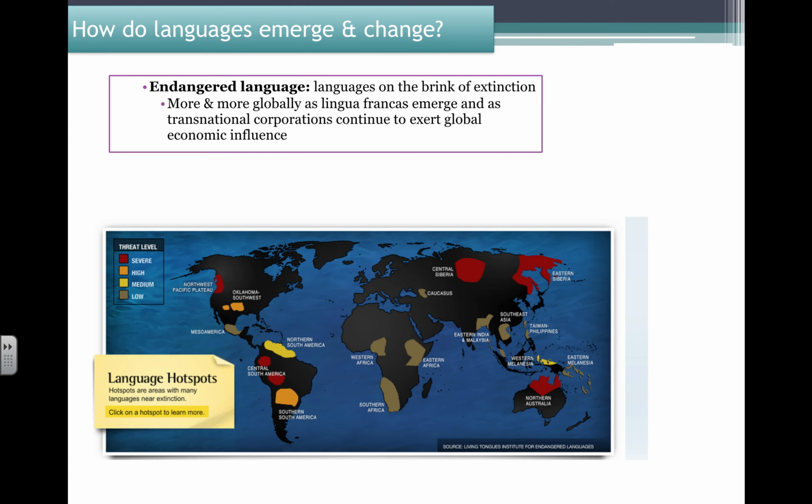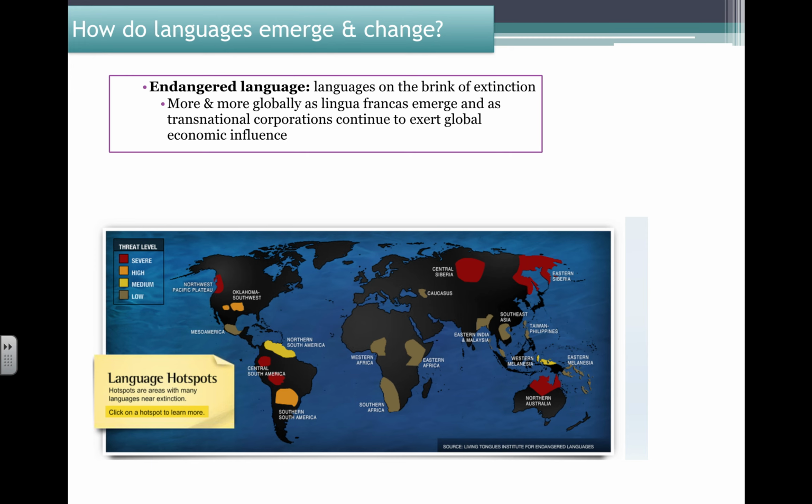Now, how do they change? Again, how do languages emerge over time? So we talked about this cultural convergence and how languages interact with one another. And we know from our discussion of acculturation that often these interactions lead to the assimilation and the forced assimilation of the weaker culture into the stronger. And that applies here with languages as well. And sadly, we've got a tremendous number of languages that are being lost in favor of some of the more widely known languages. So the languages that are being endangered are languages that are on the brink of extinction.